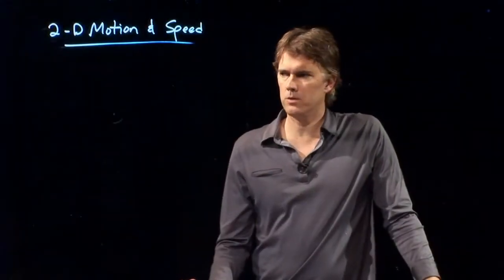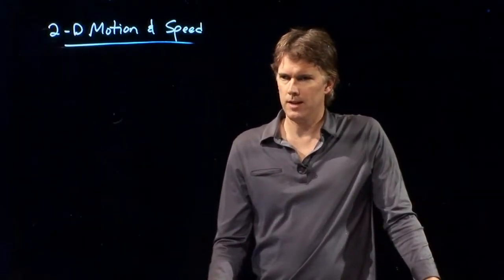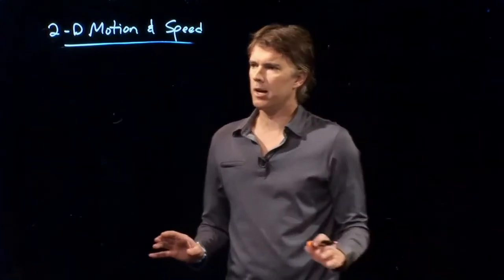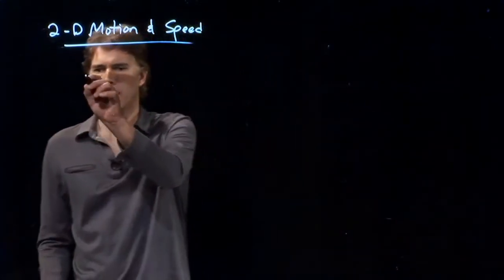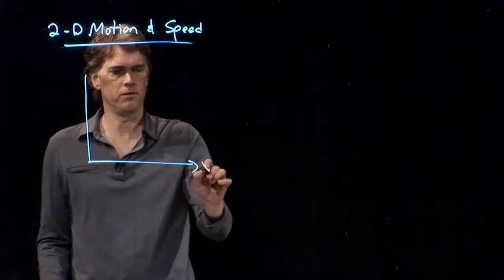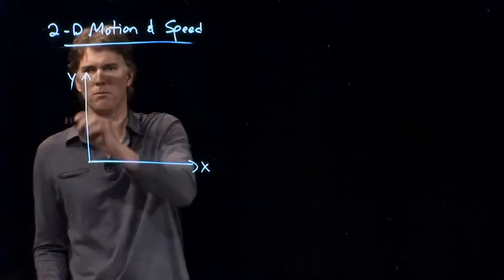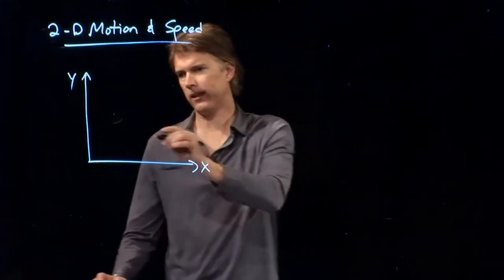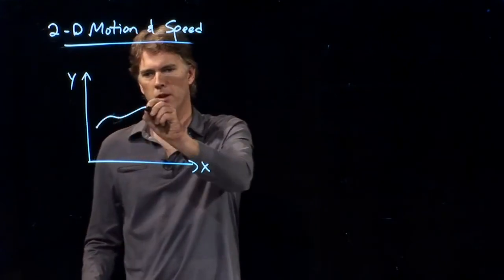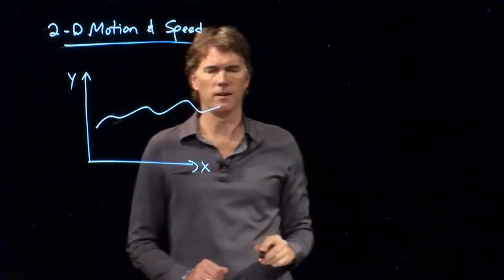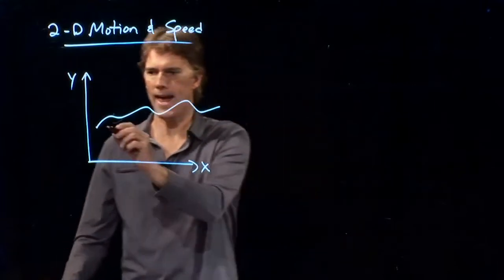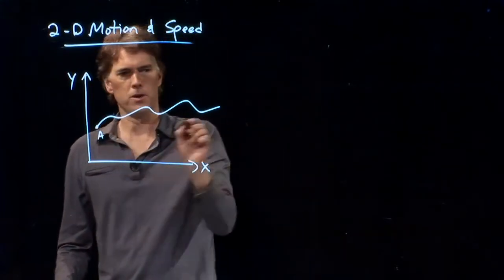We're talking about two-dimensional motion, and let's think about drawing a picture in XY coordinate space of a particle moving around. So we don't know exactly what the trajectory is, but we can just write one. Let's say it looks like that. Okay, it starts over here at point A, goes to point B.